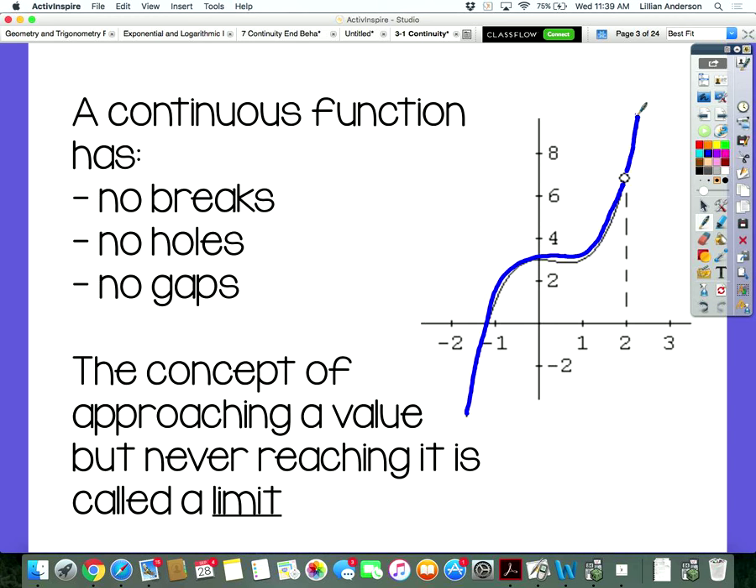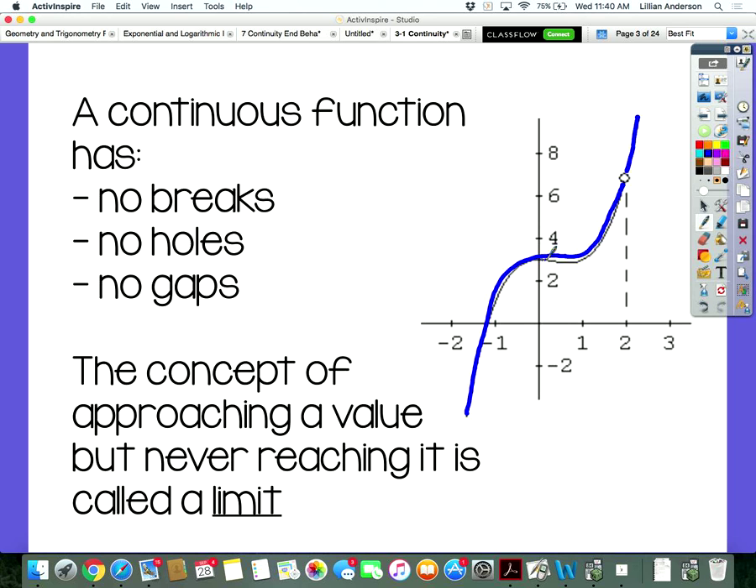Now, the concept of approaching a value but never reaching it is called a limit. All right? So when we're talking about continuous functions, we're going to be using the terminology of a limit, which basically is talking about as your x values get closer to a particular value, what's happening to the y's, okay? Along your function, as x gets closer to 2, what's happening to the y values?